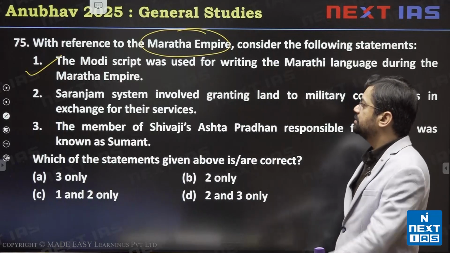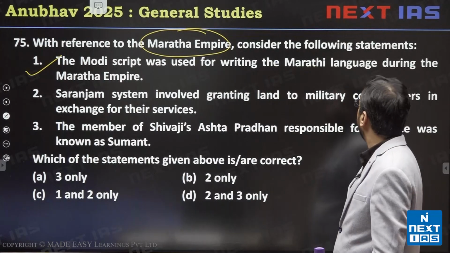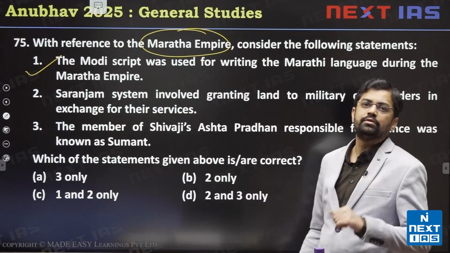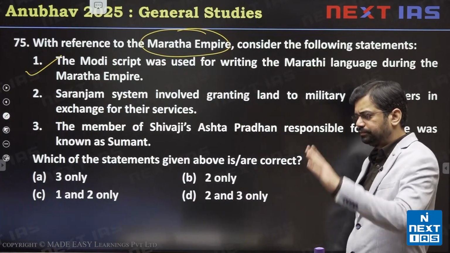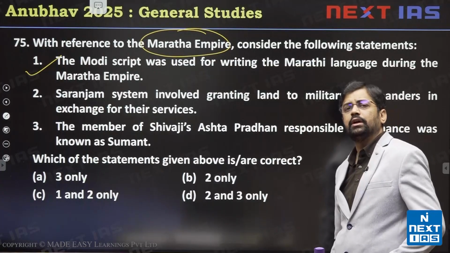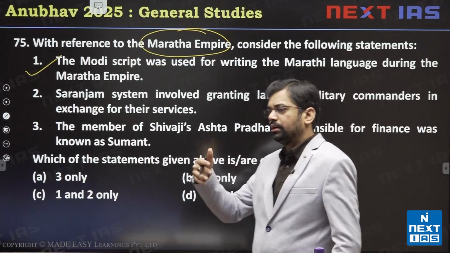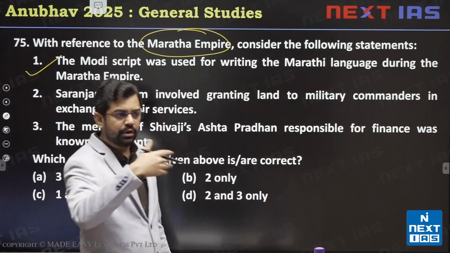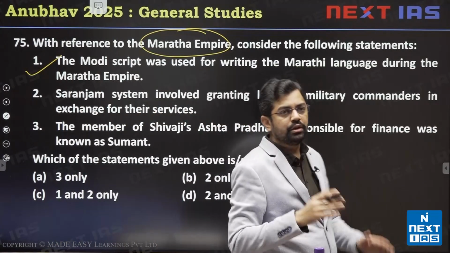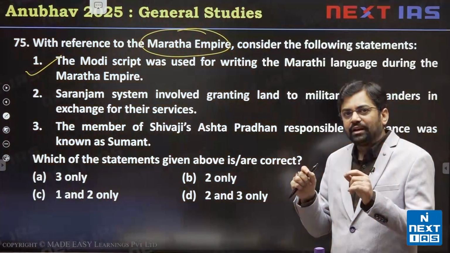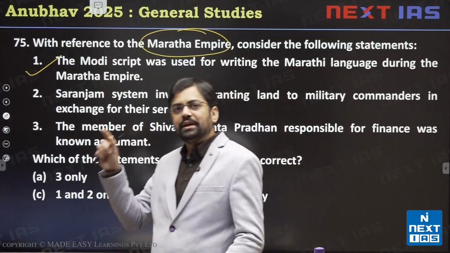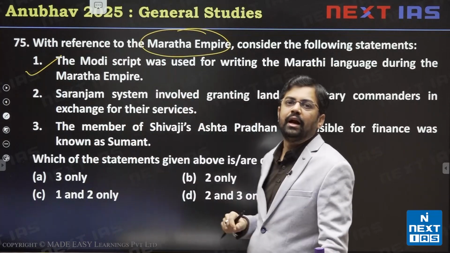Second, Saranjam system involved granting land to military commanders in exchange for their service. So land grants were very much common. Even if you read the start of the ancient history also, or especially the medieval history, land grants were given to the military commanders, right? So in the medieval history also, you know ki, military commanders, you have to please them. So how are you going to please them? You are going to please them by granting land grants, right?